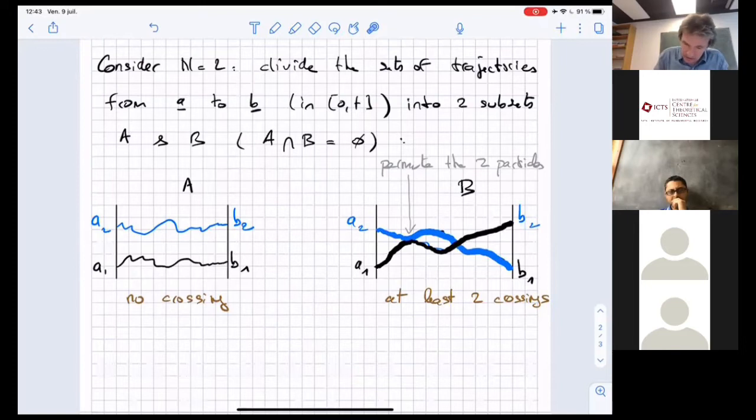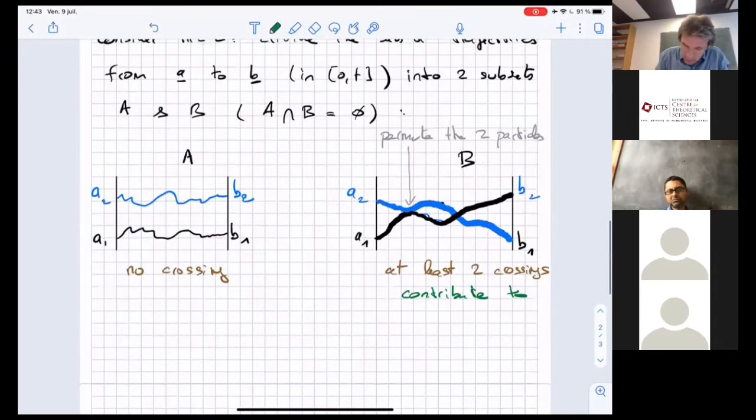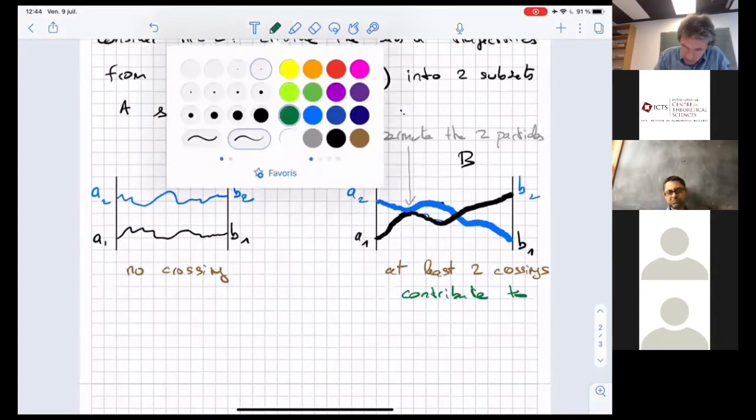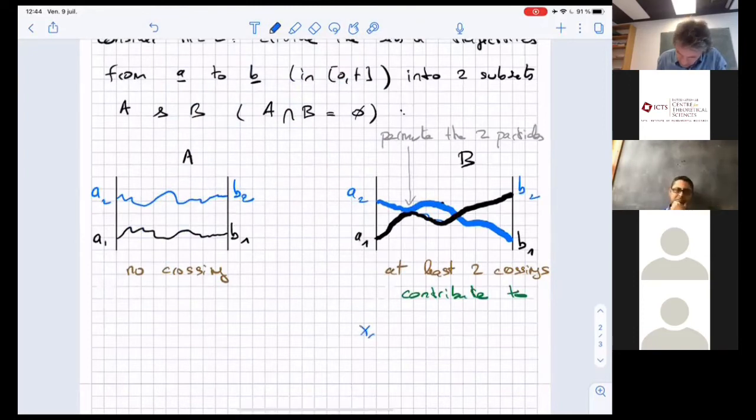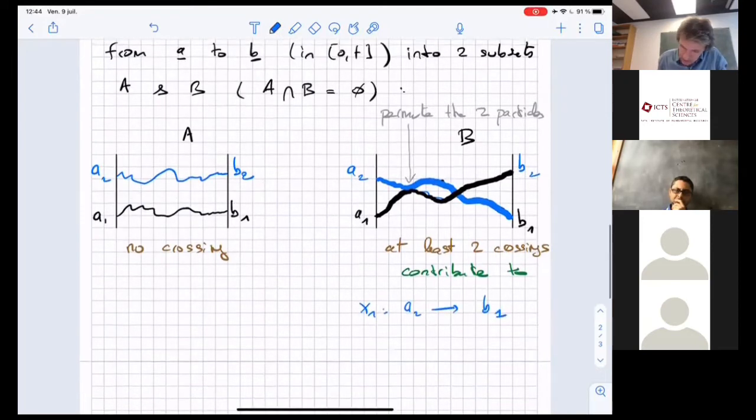So that means that this kind of configuration that you have generated, basically, means that you are trying to establish a mapping between the trajectories that cross each other at least once. So the point is that these kind of trajectories contribute to trajectories where the first particle, say X1, which is the blue one, goes from A2 to B1, and the black particle, say X2, goes instead from A1 to B2.